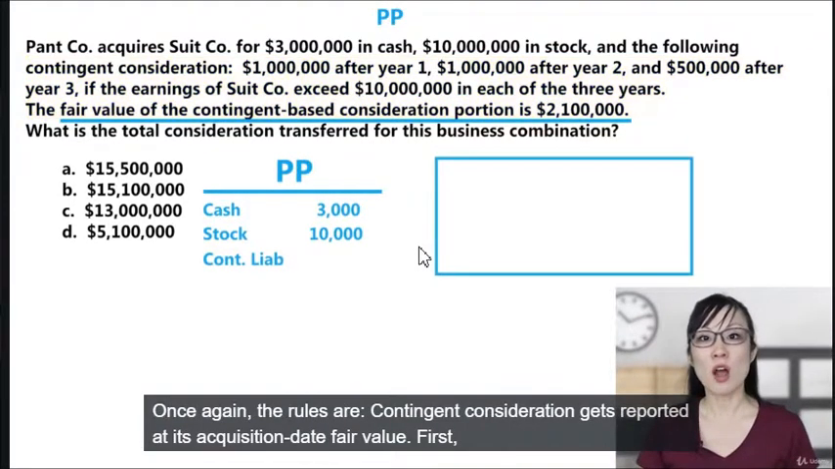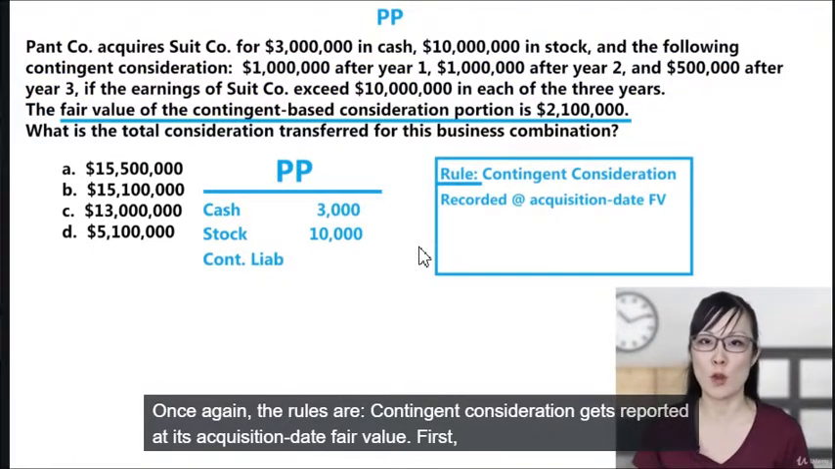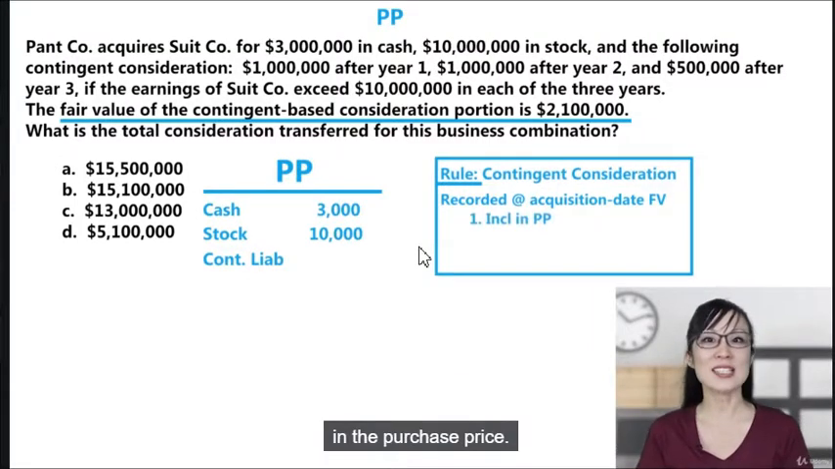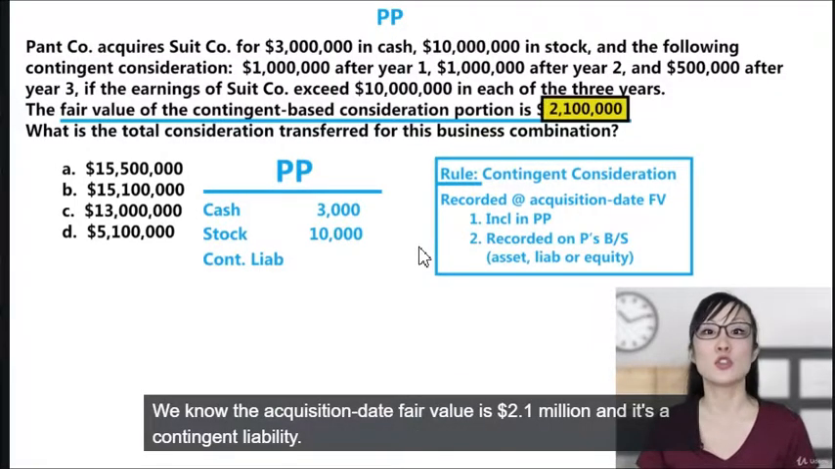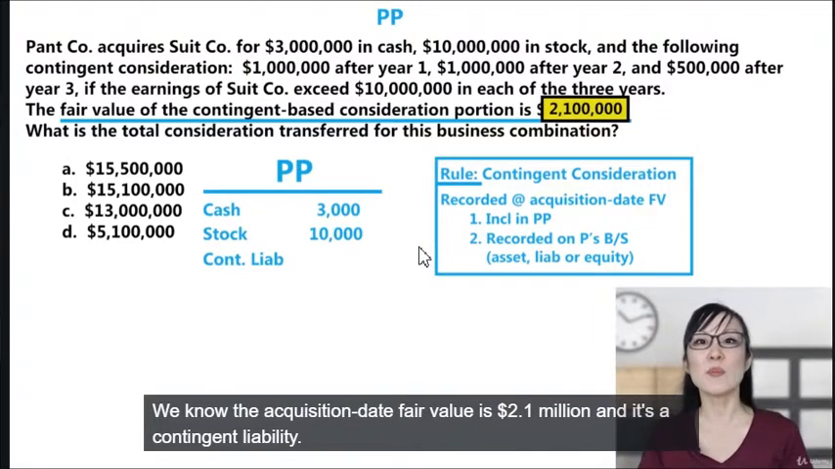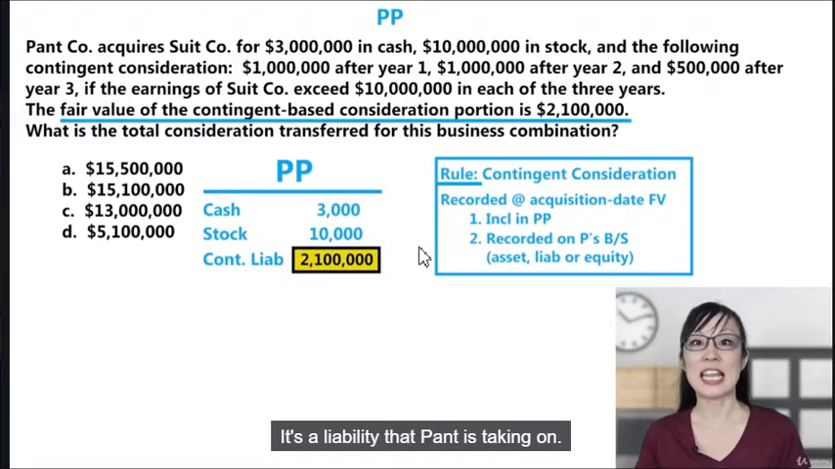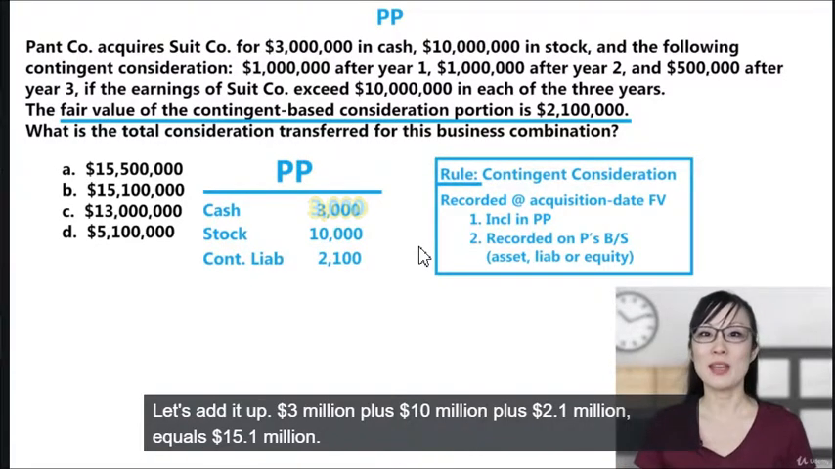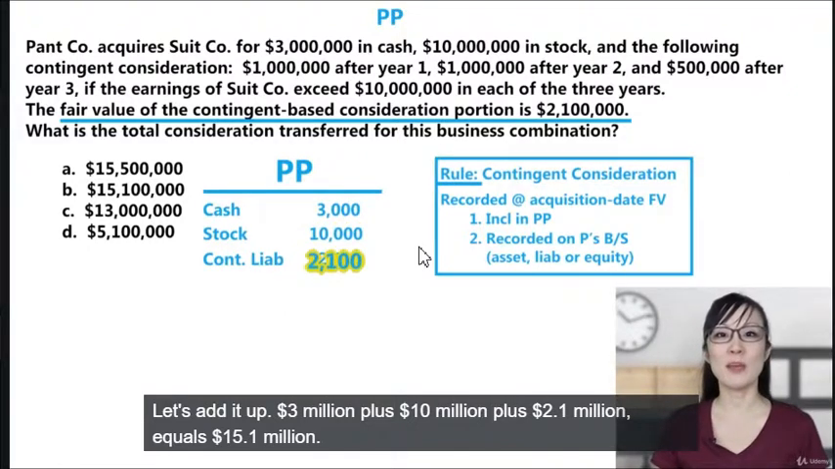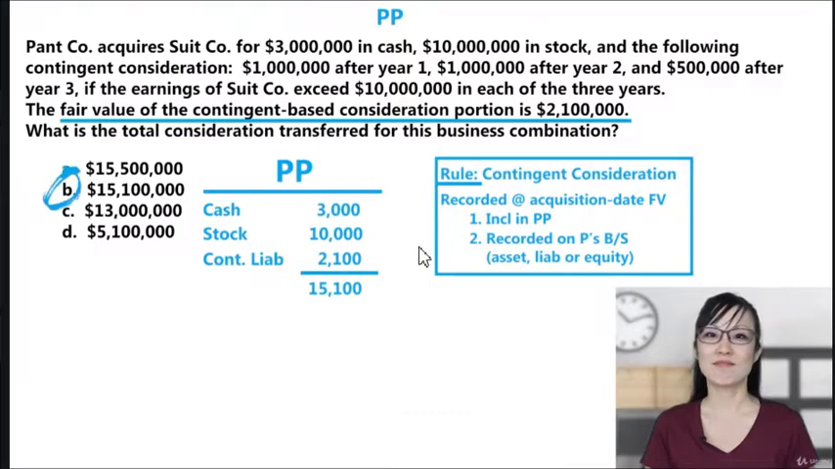Once again, the rules are contingent consideration gets reported at its acquisition date fair value. First in the purchase price, second on Pant's balance sheet. We know the acquisition date fair value is $2.1 million, and it's a contingent liability. First, let's put it into the purchase price. It's a liability that Pant is taking on, so it gets added to the purchase price. Let's add it up. $3 million plus $10 million plus $2.1 million equals $15.1 million. Answer B.